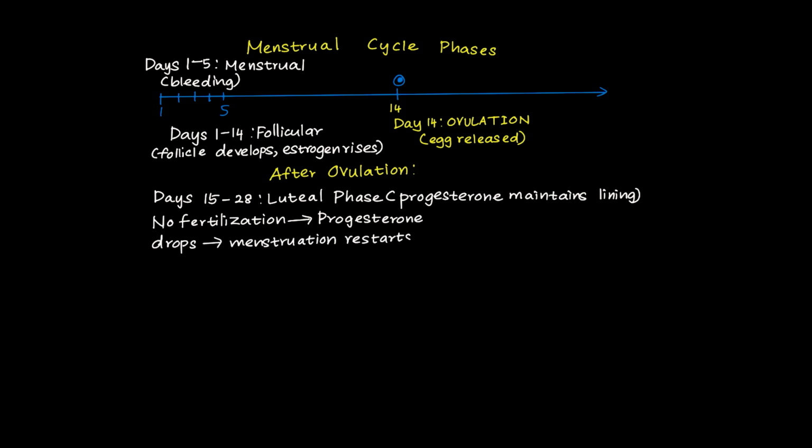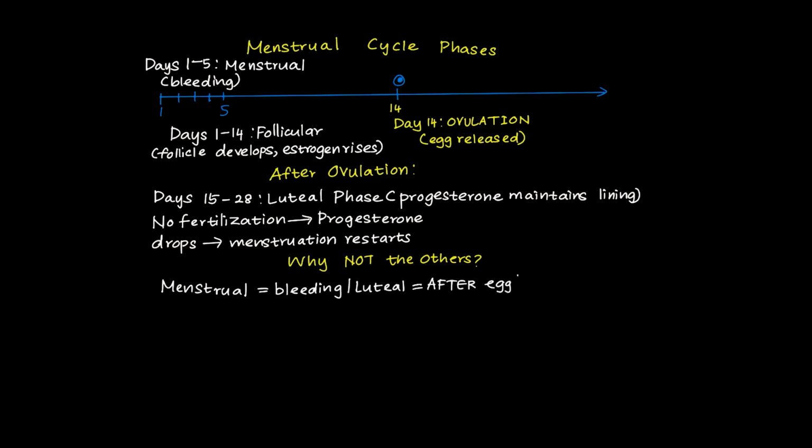The question specifically asks about the egg being released at mid-cycle. That's ovulation and nothing else. The menstrual phase is bleeding, not egg release. The luteal phase comes after the egg is already out. The follicular phase builds up to ovulation, but ends when the egg releases.